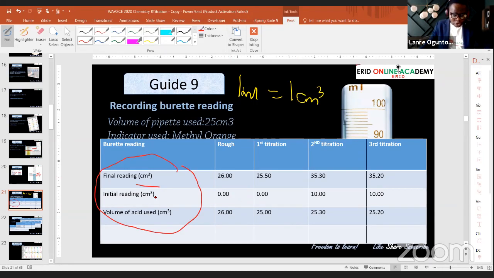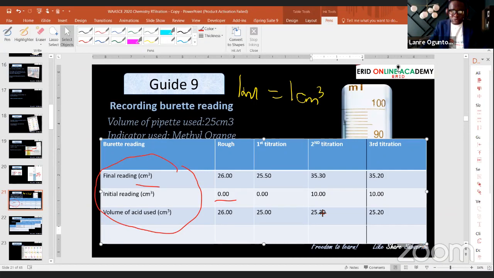Then the first thing you do is, you have poured your acid into the burette. The first level where you are starting from is called the initial level. And usually you start from 0.00. So when you now allow your acid to pour through your burette into the conical flask, the acid will get to a particular level. That means you have run the acid into the conical flask.